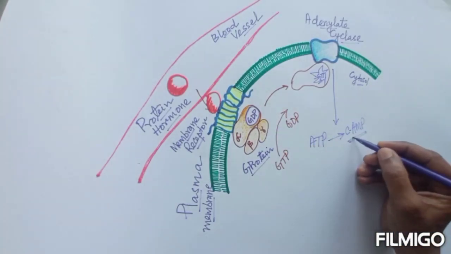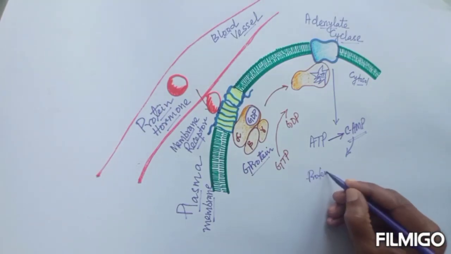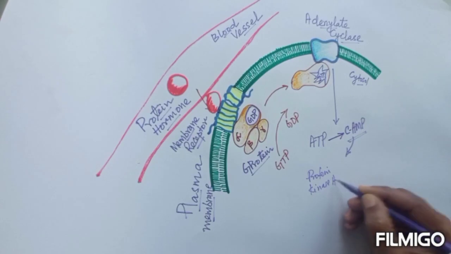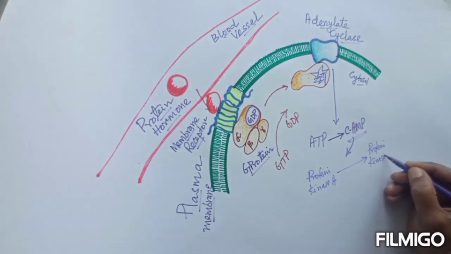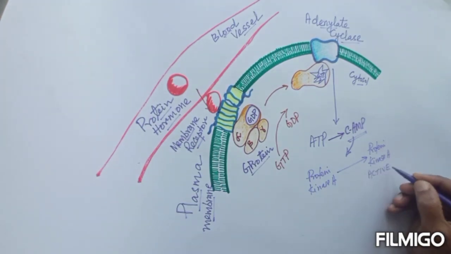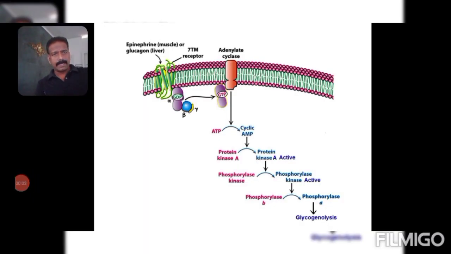And what happens is that this cyclic AMP now carries on with its function of activating more enzymes. Cyclic AMP can immediately activate another enzyme, namely protein kinase A, to its active form, namely protein kinase A active, which can carry on with the cascade of enzyme activation. This is how the enzyme cascade effect is brought about by the first messenger, namely the hormone.